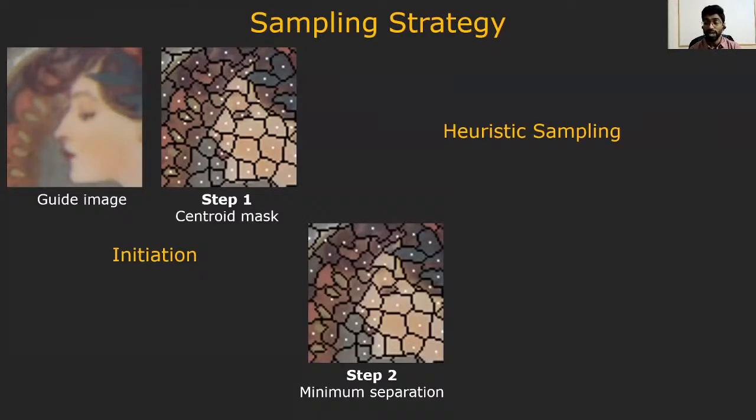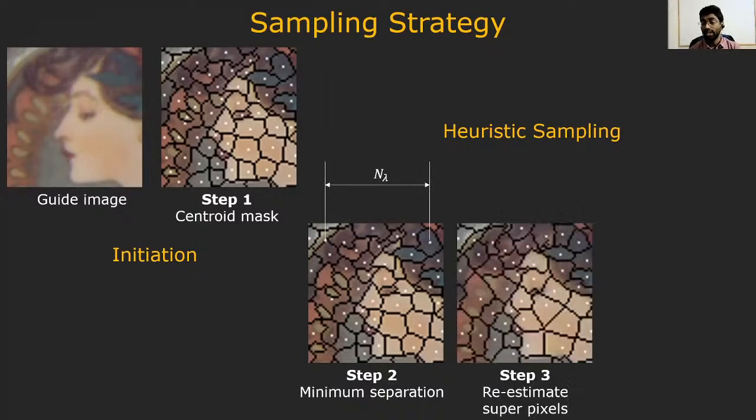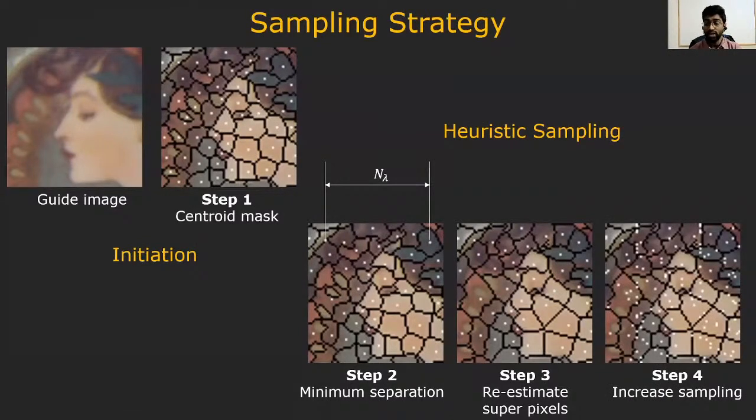We first ensure minimum separation by moving or removing sample locations such that they are separated by the number of spectral bands along each row. This operation takes no more than a millisecond per image. Then we re-estimate the superpixels with the new sampling locations, which guarantees that each superpixel has at least one opening. Finally, we add more sampling locations while continuing to satisfy the non-overlapping criteria, which ensures that we have maximum light throughput. All these steps, including superpixel formation, take less than 10 milliseconds on a CPU, which lends very well to real-time measurements.